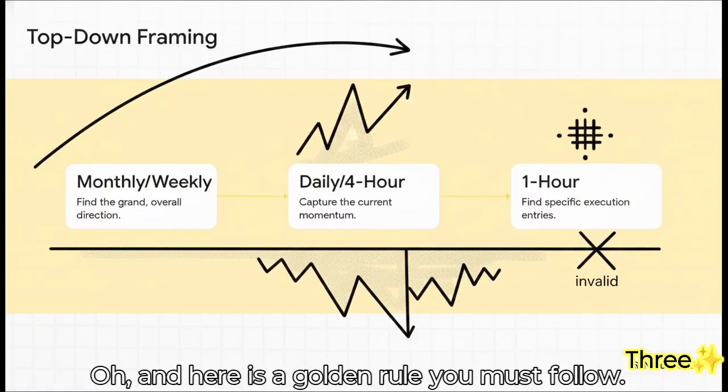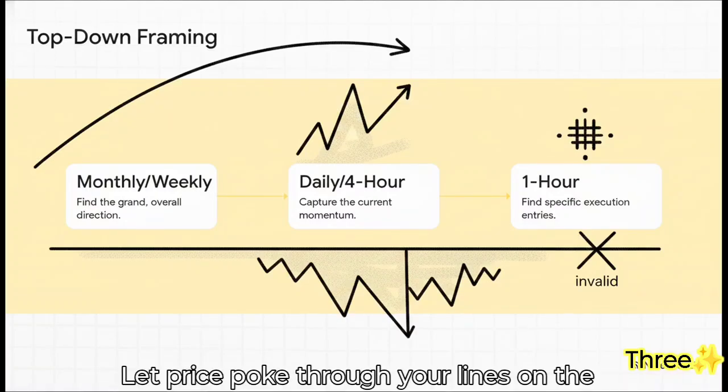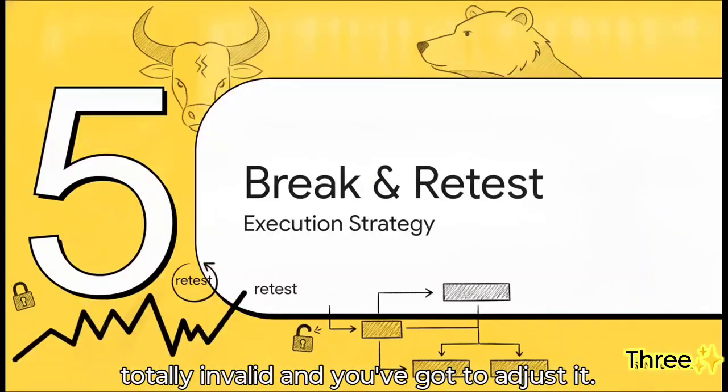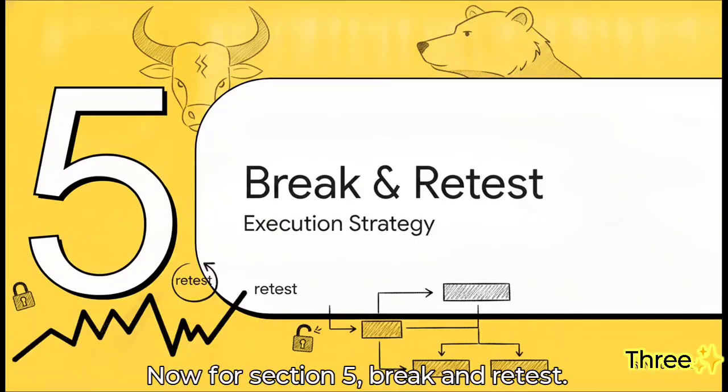And third, zoom in to the 1-hour chart to find your specific execution entry. Oh, and here is a golden rule you must follow. Never let price poke through your lines on the higher time frames. If it intersects your line, the line is totally invalid and you've got to adjust it. Now for Section 5, break and retest.